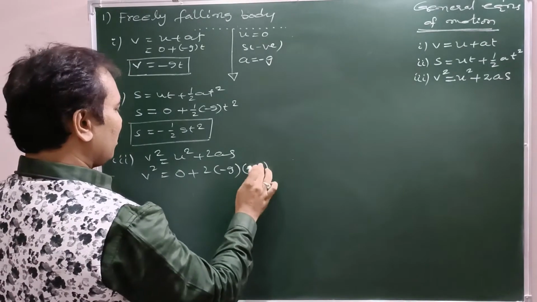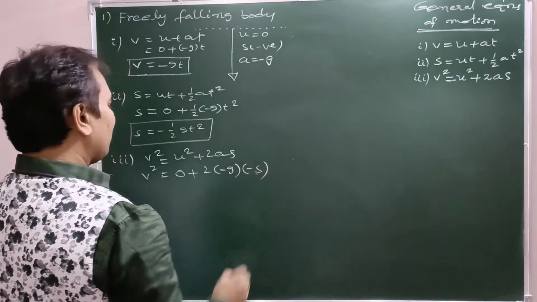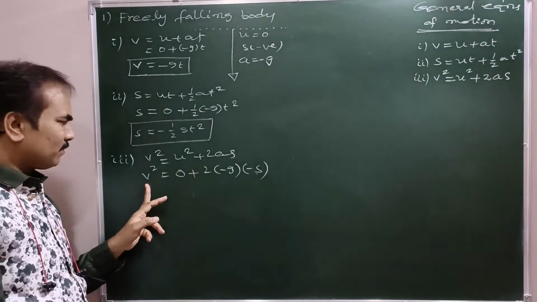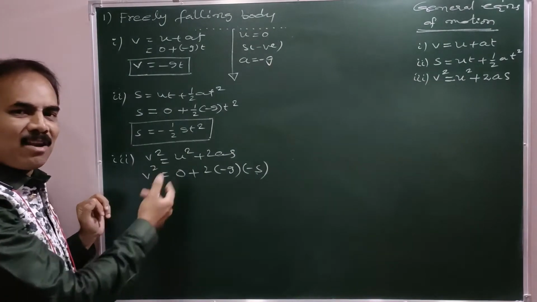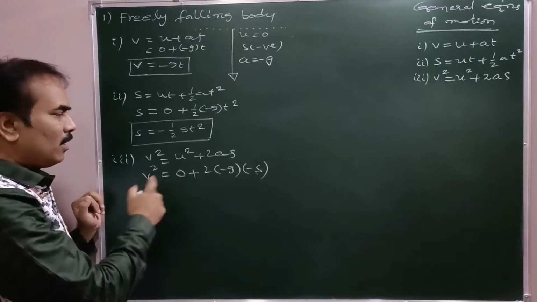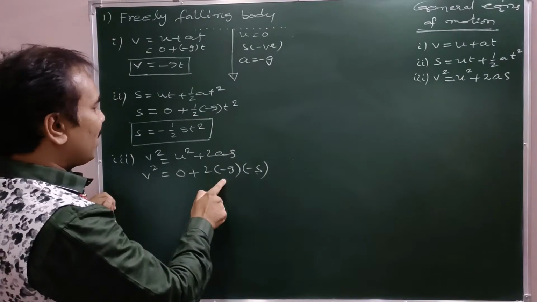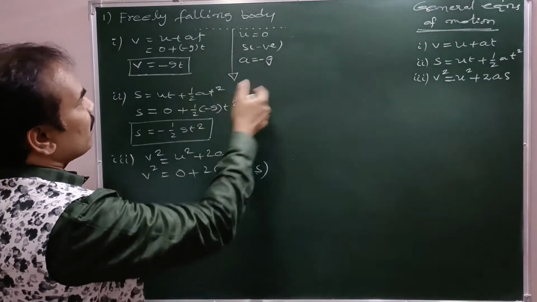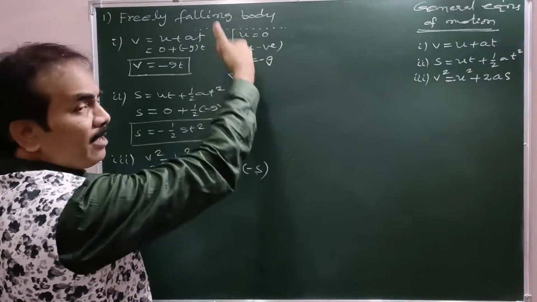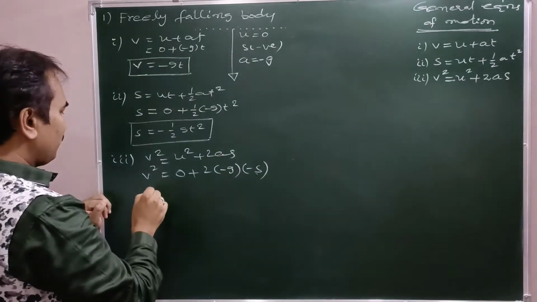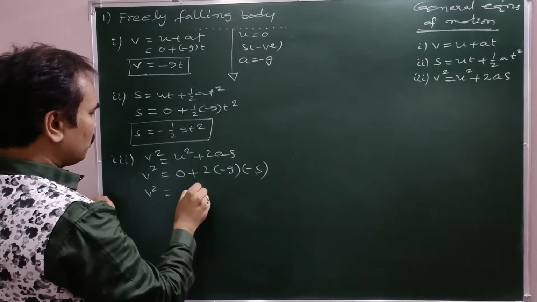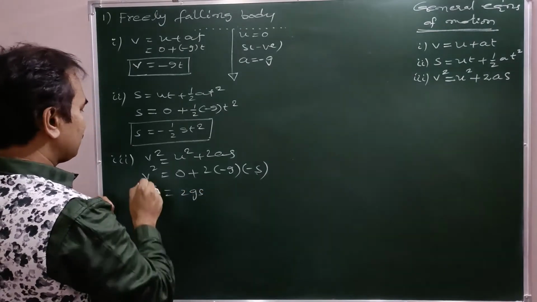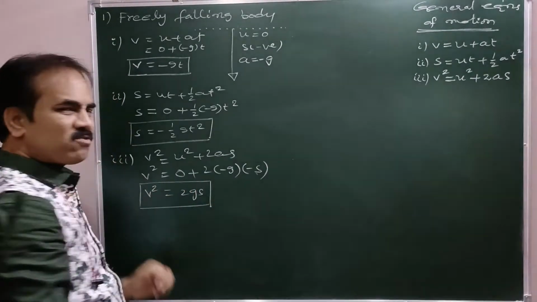S is also negative here. If V is unknown, don't take a negative sign for the unknown. Suppose here V is the subject, meaning V is unknown. Don't take a negative sign for the unknown. So a is negative and s is also negative here. Why? Because it is moving below the axis. That gives V square equals 2gs. This is the required transformed equation.